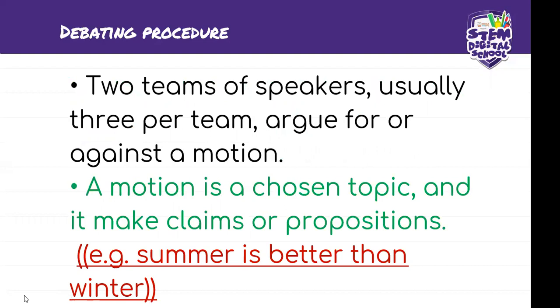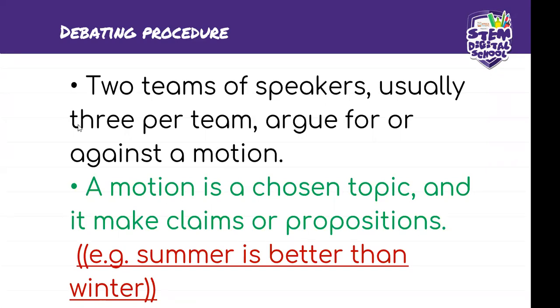So the debating procedure. If we were in class, this is how it was going to be. There are 2 teams of speakers, usually 3 per team, to argue for or against the motion. I think there's a lot of things in that one sentence, so let me just break it down.